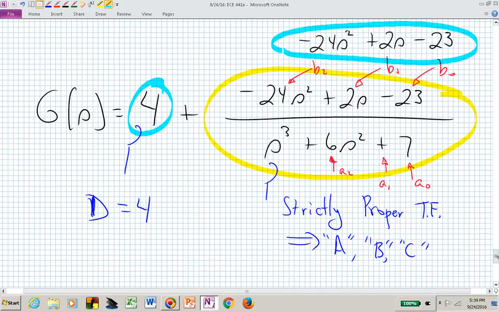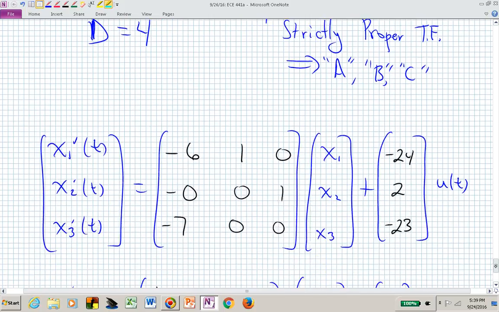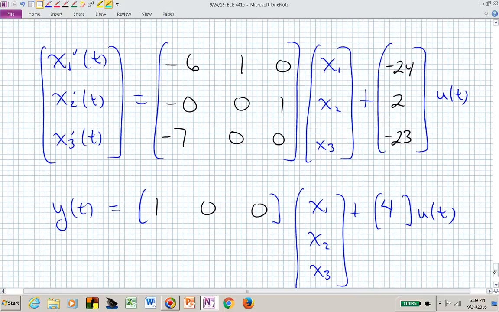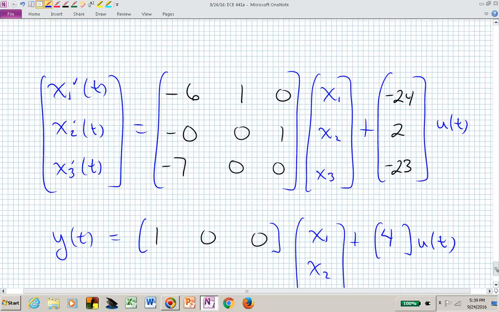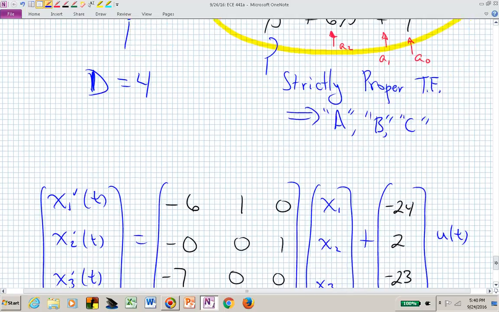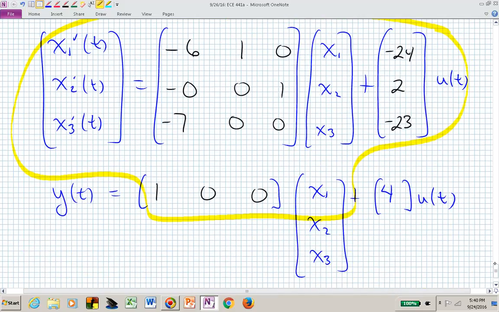That's a part of our transfer function, but it's all by itself: 4 plus this strictly proper transfer function, and we know how to take that strictly proper transfer function into an A, B, C in our state space representation. And our D is going to be in our direct feed-through matrix, which is in our output equation, and that provides that 4 scaling u directly into our output y. And I hope it's clear how you can immediately go from, let's say, this highlighted yellow into this piece, and the other piece is coming to us from our direct feed-through term.